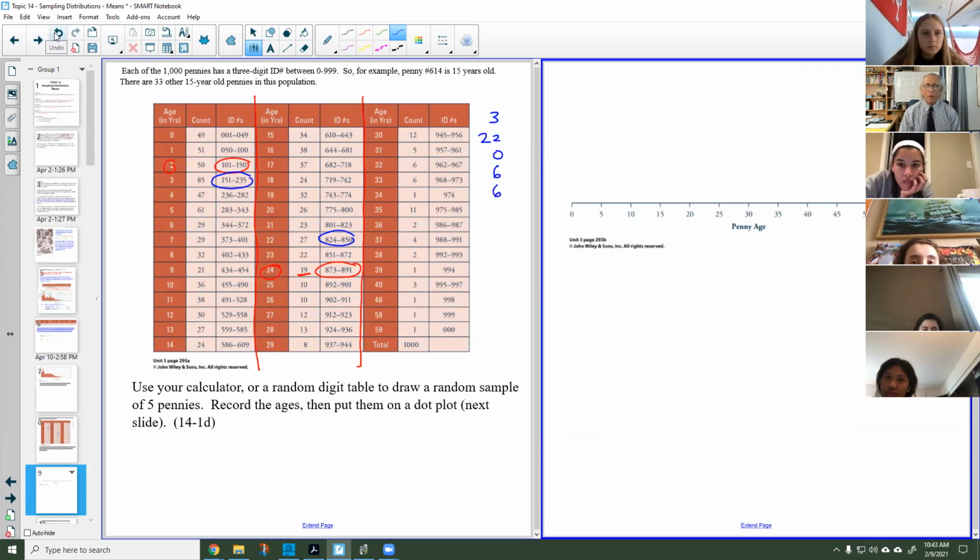Okay, so I'm going to put my 5 pennies on this dot plot, or kind of close. So I got one that's 3, 22, 0, 6, and 6. So we're going to go through everybody here and put everybody's penny on the dot plot.